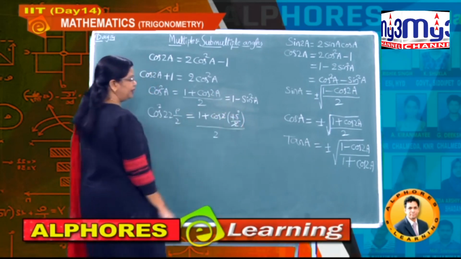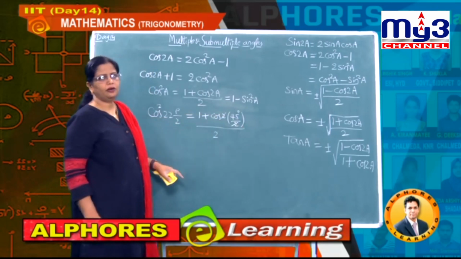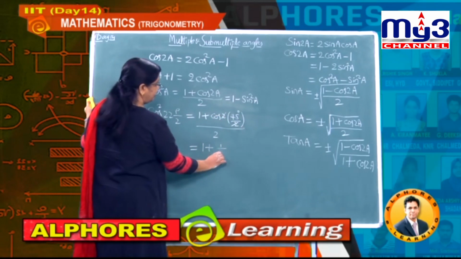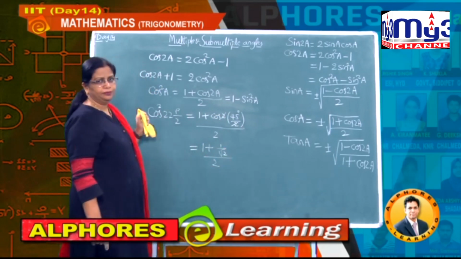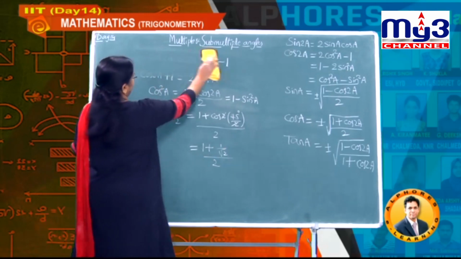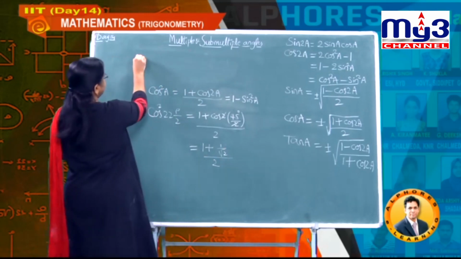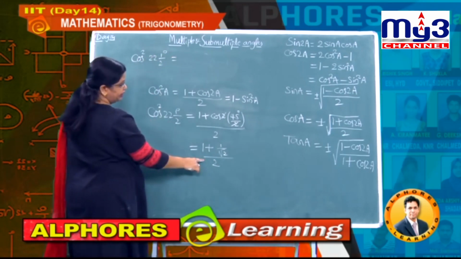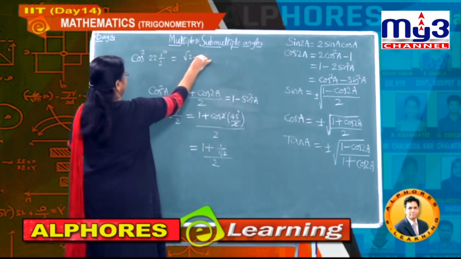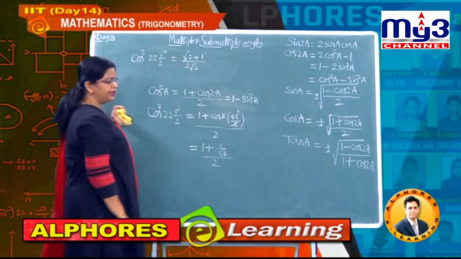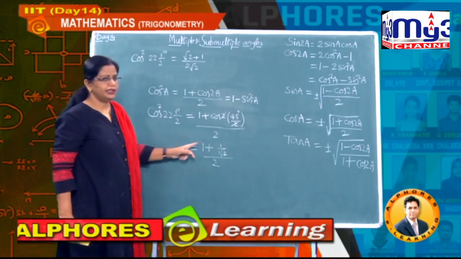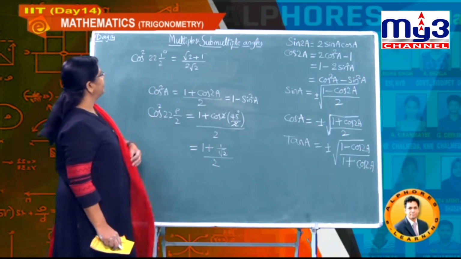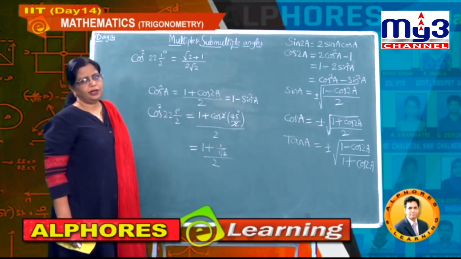Now this 2 gets cancelled. Now you can write cos 45, it is 1 by root 2. So 1 plus 1 by root 2, divided by 2. Therefore, cos square 22 and half is equal to how much? It is root 2 plus 1 divided by 2 root 2. Students, in this way you got, after taking LCM, root 2 again, 2 here, so 2 root 2. This is the value of cos square 22 and half.